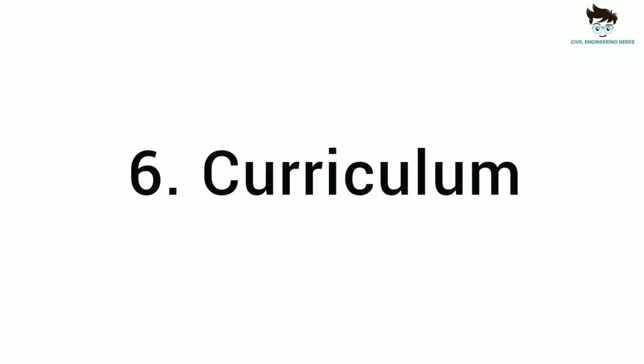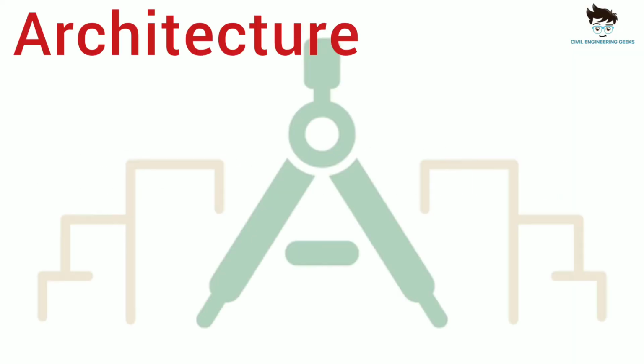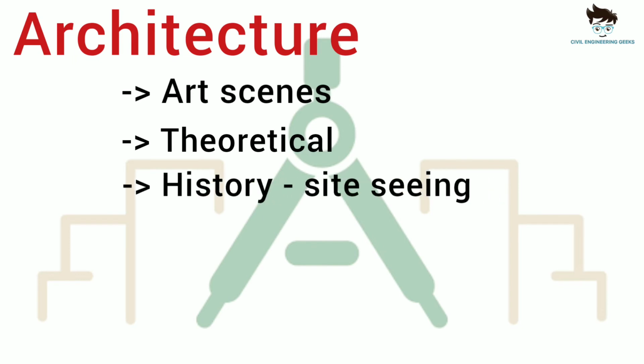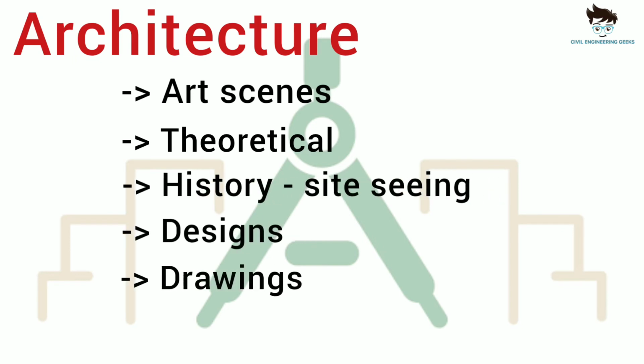And finally, number 6, curriculum. And again, we are hitting on the same core principle where the architecture curriculum in a university is typically going to be more art scenes. It is going to be more theoretical. It is going to be a little bit more about history, historical sightseeings, designs and drawings, etc.